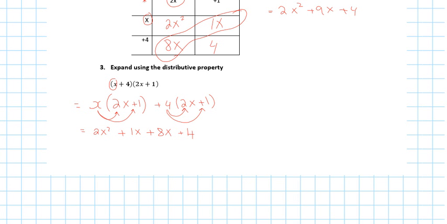Now, question for you guys. Did you see these four terms in the table above? Yeah. You should have, because I'm still solving the same question here in different ways. Now, can I leave it like this, or is there an extra step that I have to do? We can simplify. I have to simplify. That's right. So I have to collect like terms, and my like terms are the 1x plus 8x, which gives me 9x plus 4.